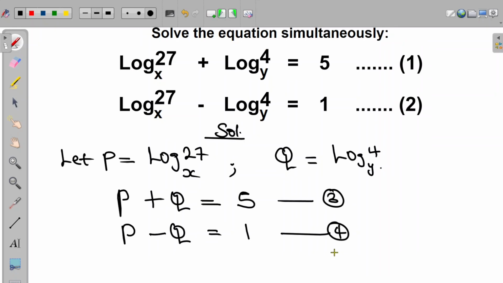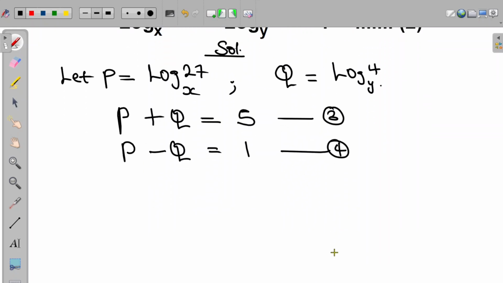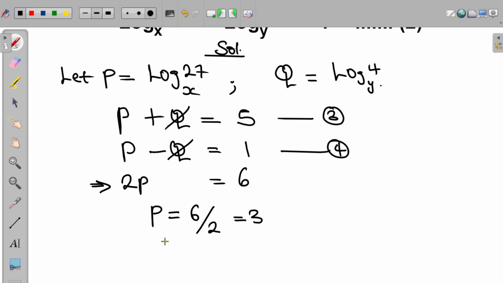Now at this point, we can solve equation 3 and equation 4 simultaneously. So if we add equation 3 and 4, we have that this becomes P plus P is 2P, and Q minus Q, we cancel that, and also 5 plus 1 is 6. So P is equal to 6 divided by 2, which is equal to 3. Thus, P is equal to 3.